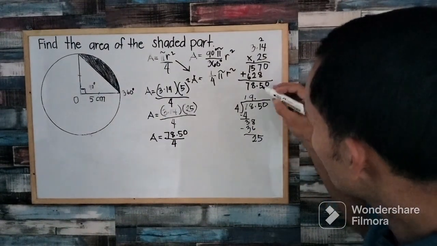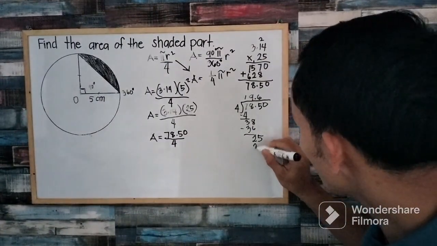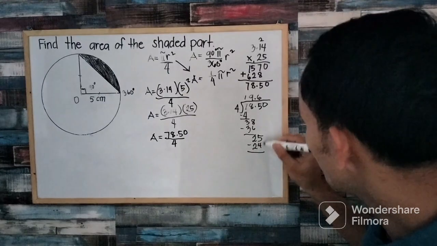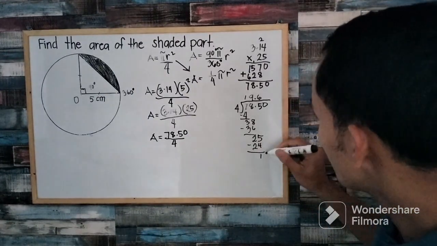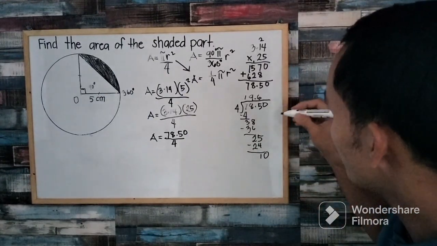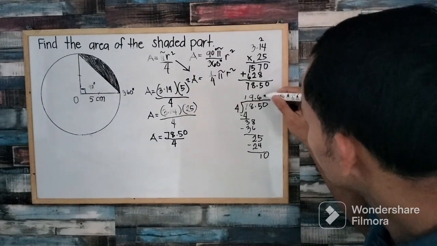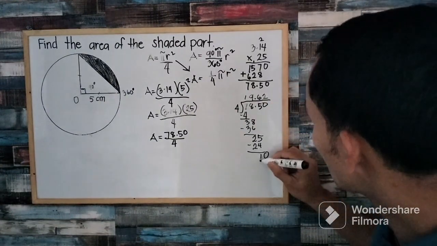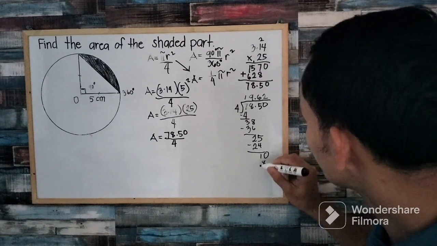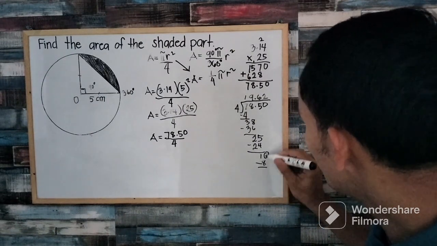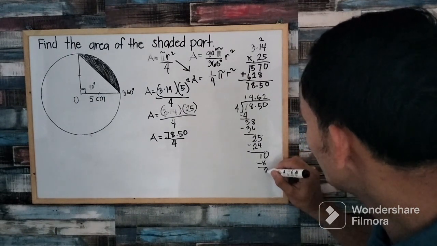So 25 divided by 4, that is 6. 6 times 4, that is 24. And 25 minus 24, that is 1. Bring down 0, that is 10. 10 divided by 4, that is 2. Okay, 2 times 4, that is 8. And 10 minus 8, that is 2.